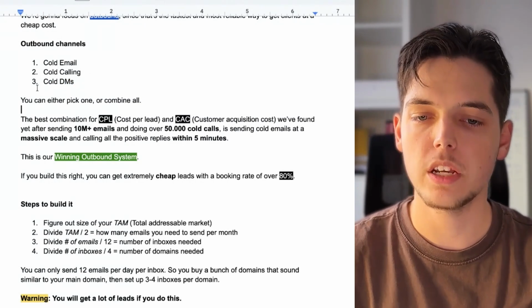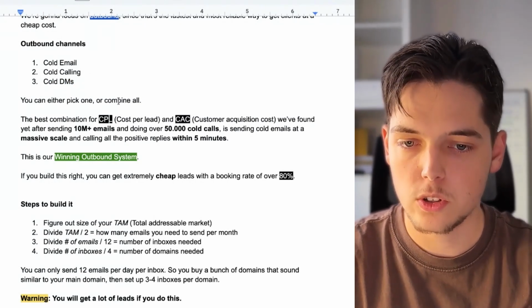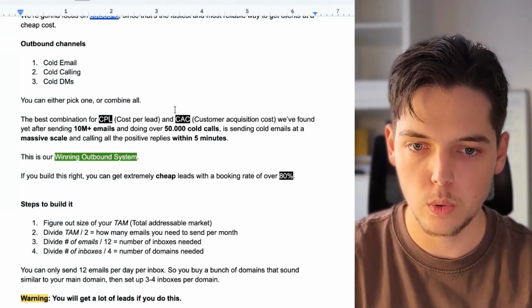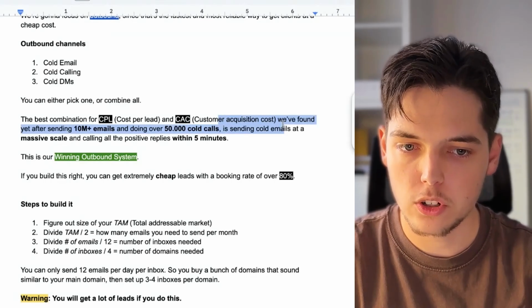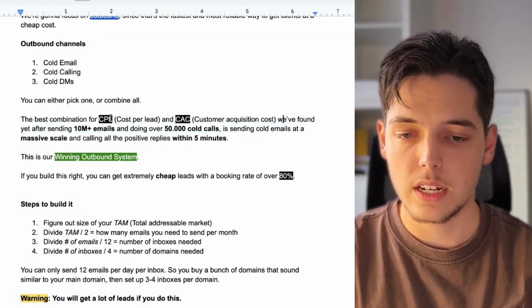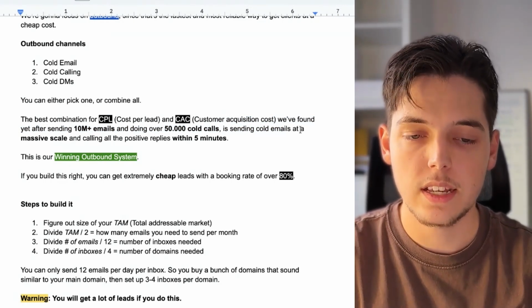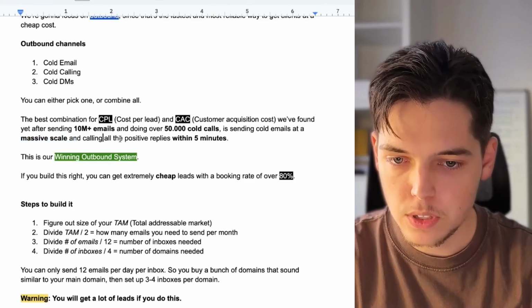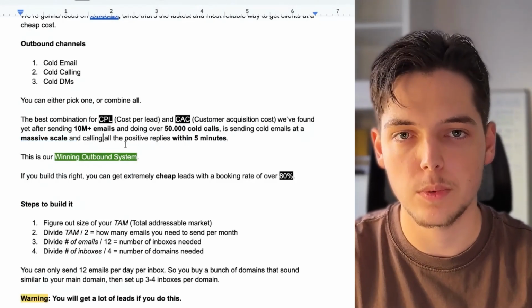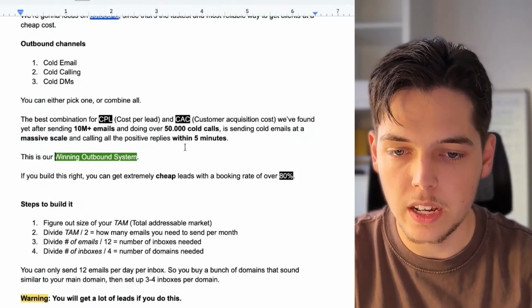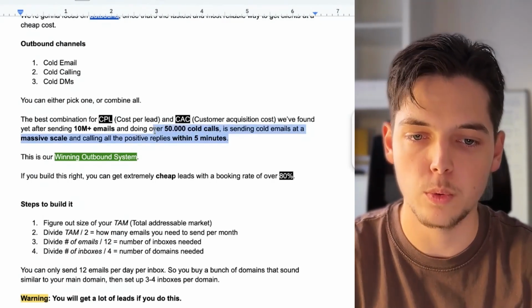But the best combination that we found for CPL, so your cost per lead to be the lowest, and the CAC, so customer acquisition cost. And we found this after sending over 10 million emails, doing 50,000 cold calls and more, is sending cold emails at massive scale and calling all the positive replies within 5 minutes. This is our winning outbound system. This is what we use for our clients.